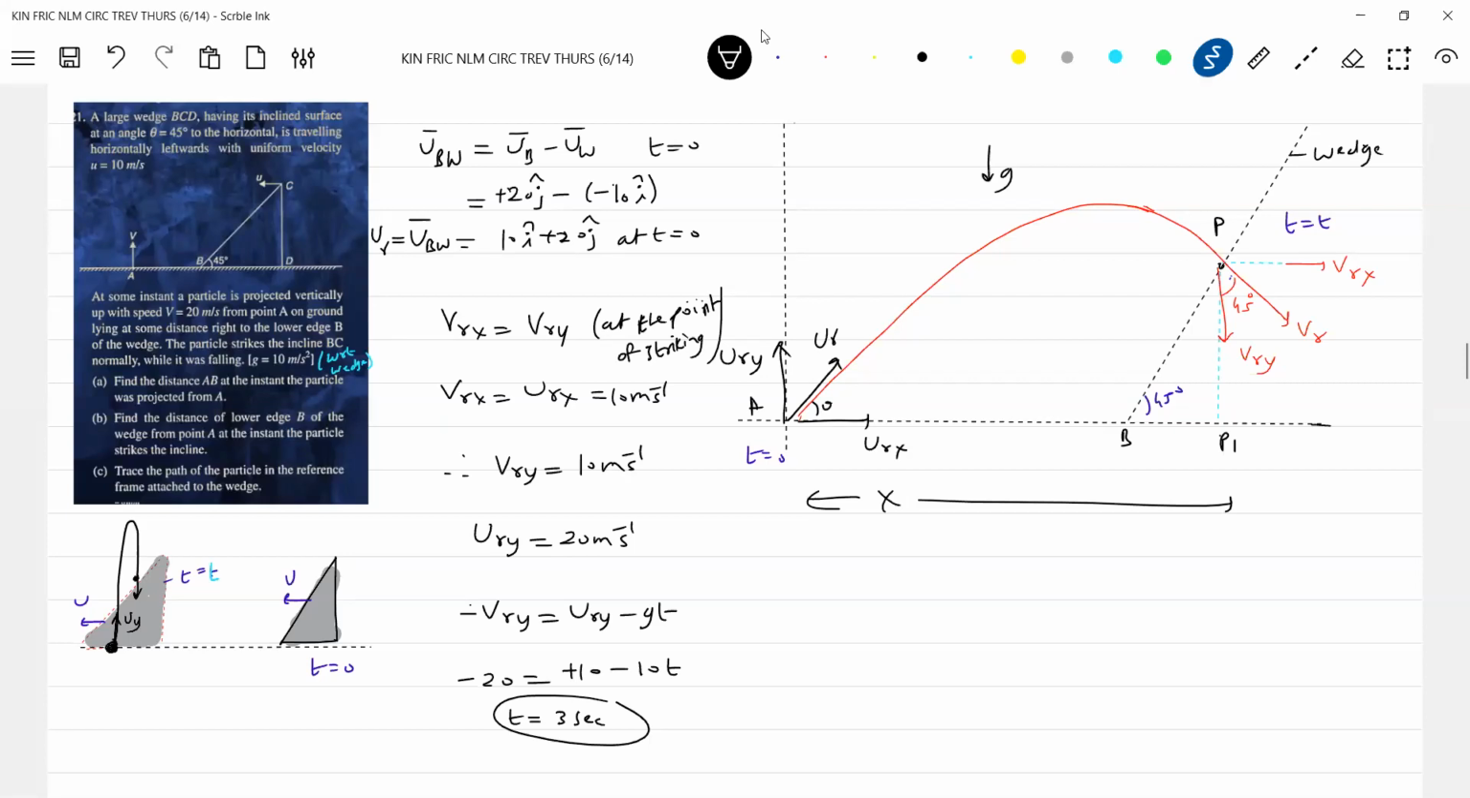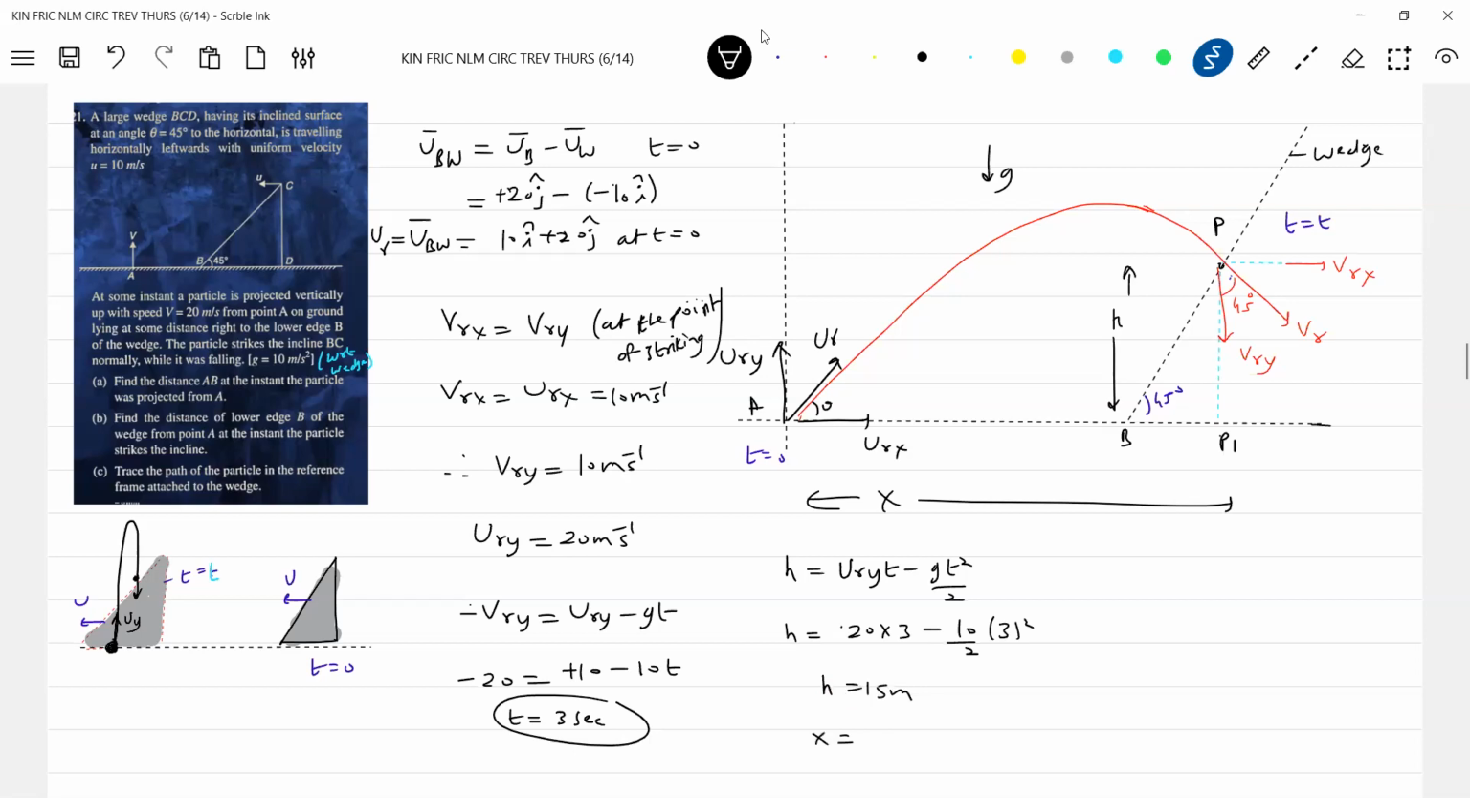Can we calculate this H? Because we know T, we'll calculate H first. So H should be equal to URY into T minus GT square by 2, that is 20 into 3 minus 10 by 2 into 3 square. That is 15. Okay, this is 15 meter.